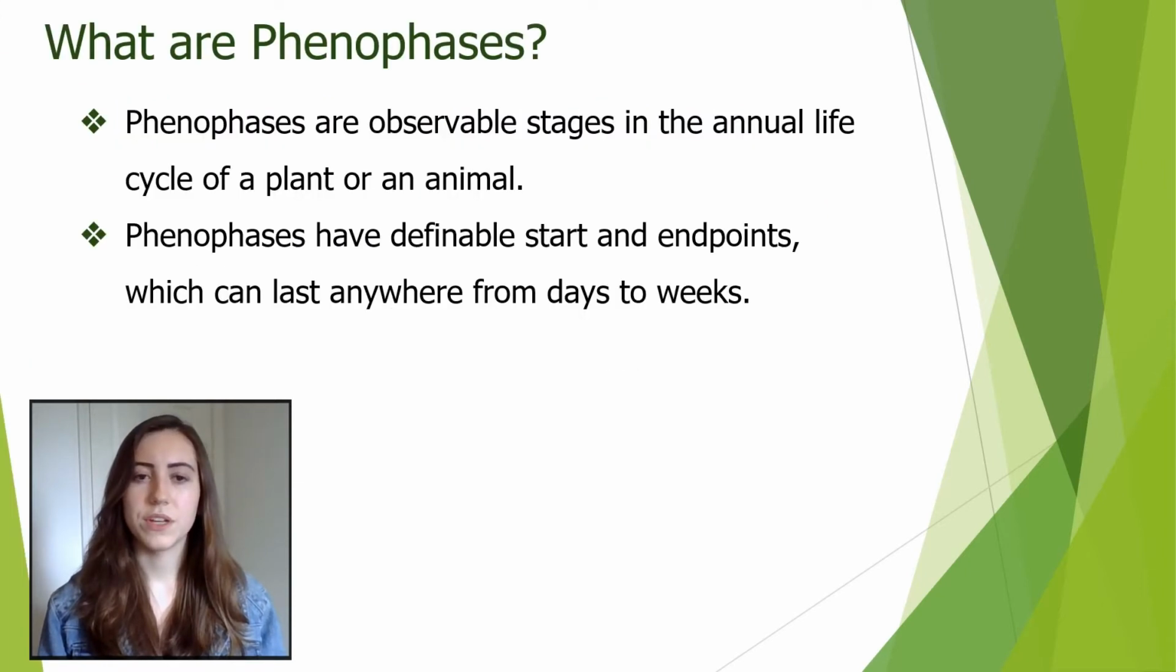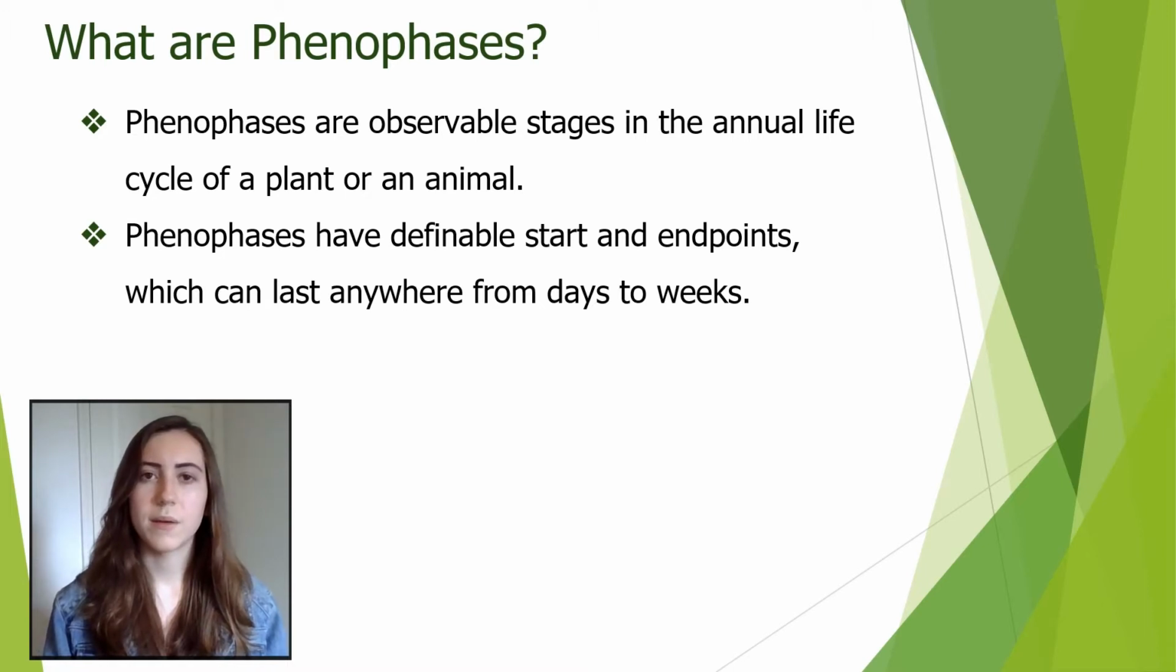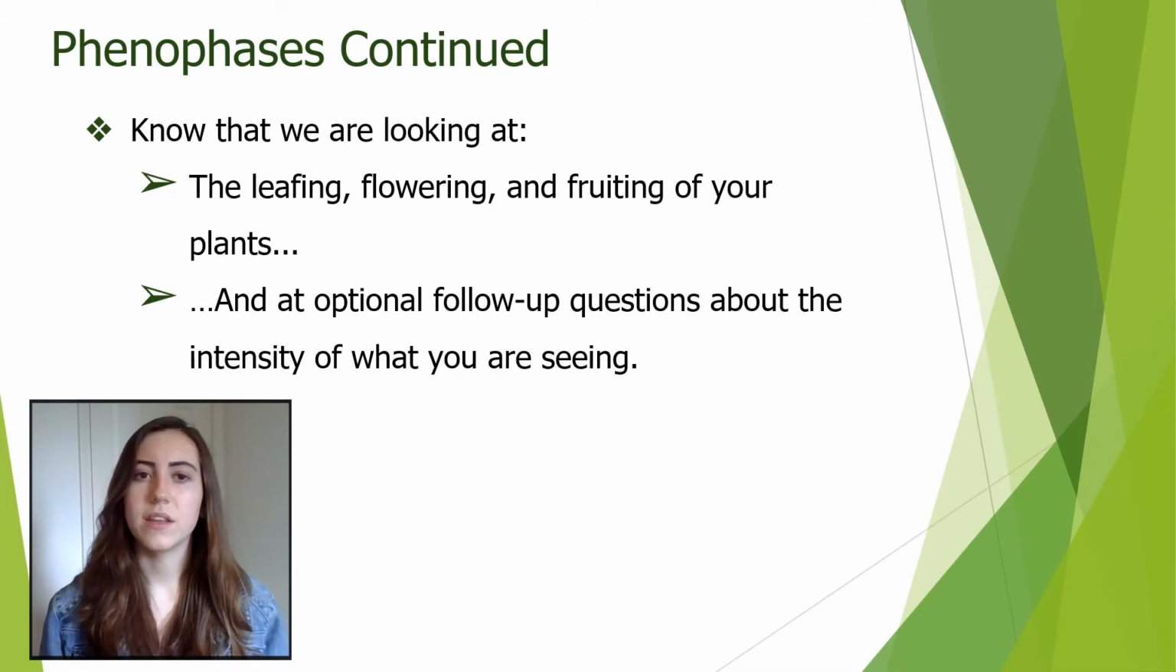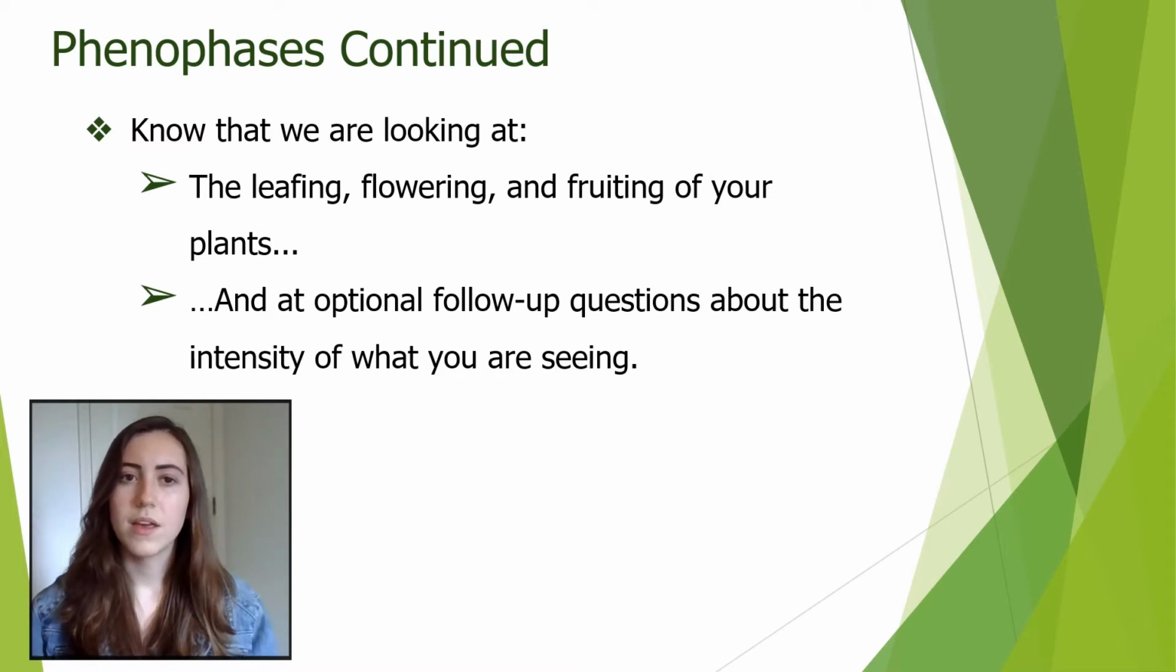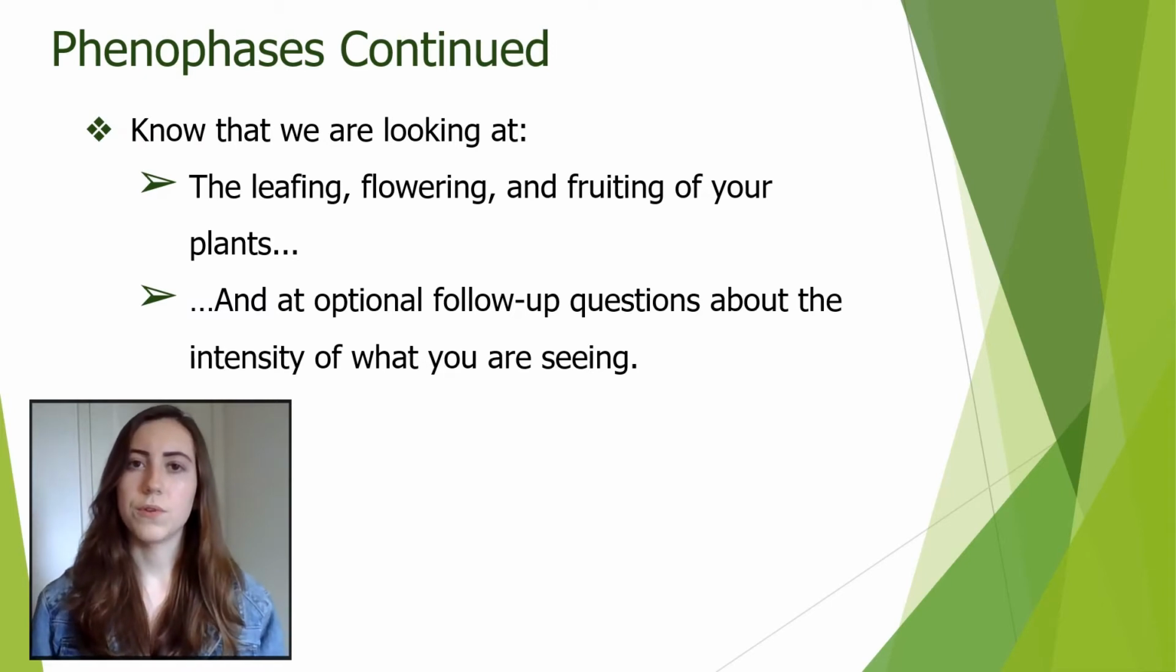When you make observations, you're looking at phenophases, which are observable stages in the annual life cycles of plants or animals. They have definable start and end points which can last up to a few days or weeks. The phenophases that we look at in Nature's Notebook are the leafing, flowering, and fruiting phases of plants. There are 5 phases for leaves, 3 for flowers, and 3 for fruits.